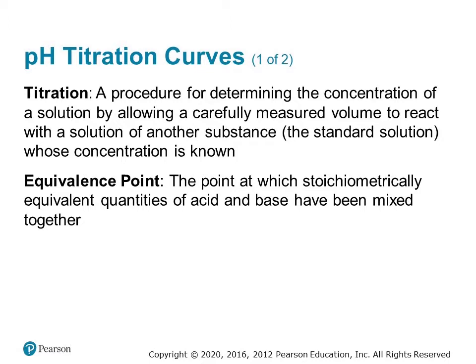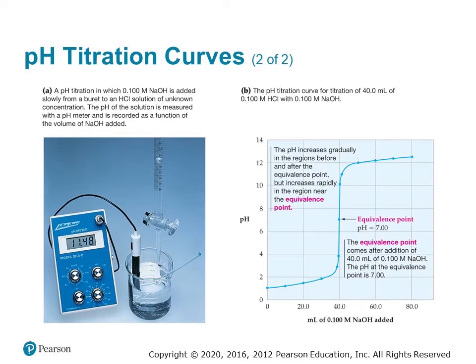The point in a titration at which stoichiometrically equivalent amounts of the reactants, which are typically an acid and a base, especially in this chapter, have been mixed together, is known as the equivalence point. While you've probably seen an indicator like phenolphthalein used to monitor a titration reaction, this can be done more quantitatively by using a pH probe to measure the pH of a titration solution at each point as a function of the amount of the standard solution added.